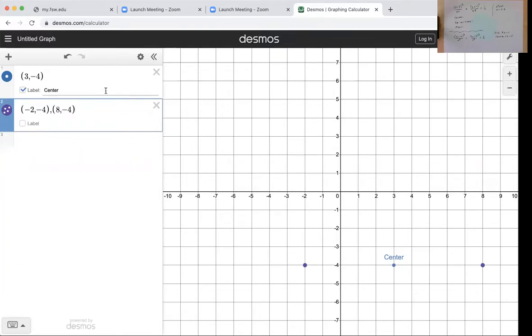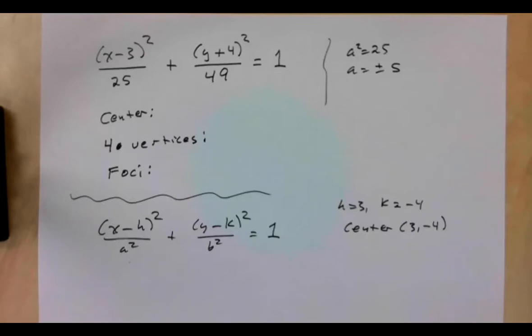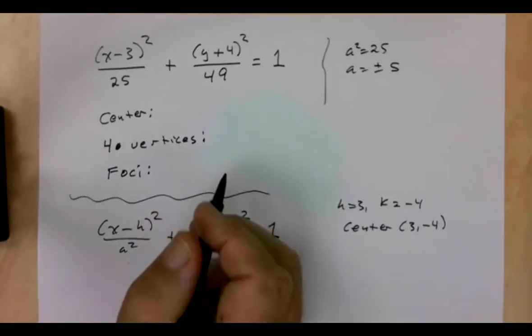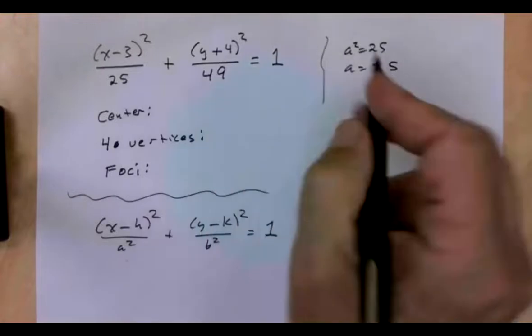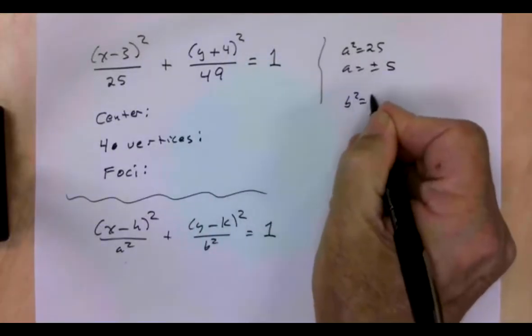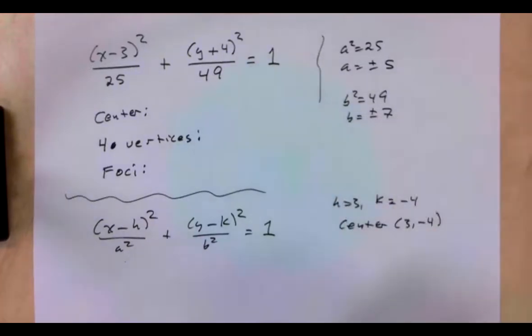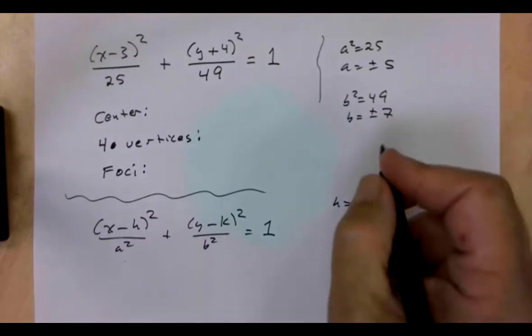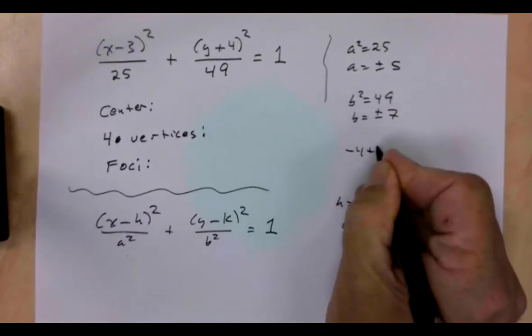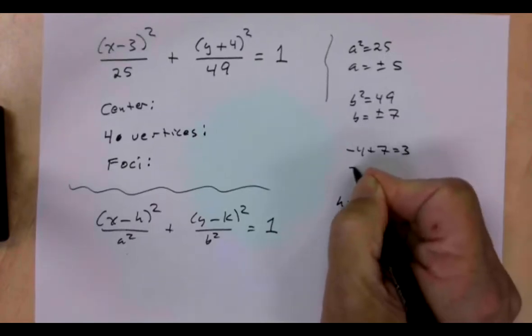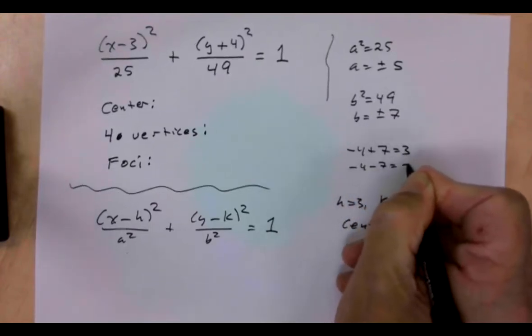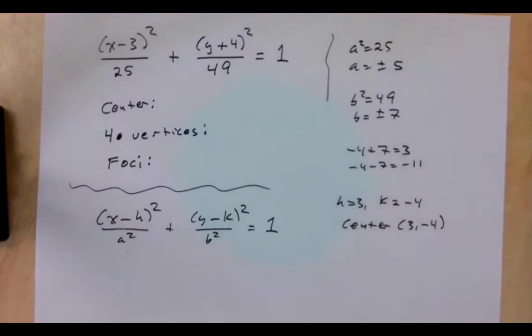We see that. Now, where do we go in the y direction? So in the y direction, recognize b squared is 49. So b is plus or minus 7, up 7, down 7 from -4. So -4 up 7, -4 down 7. -4 up 7 will land at 3. -4 down 7 will land at -11.